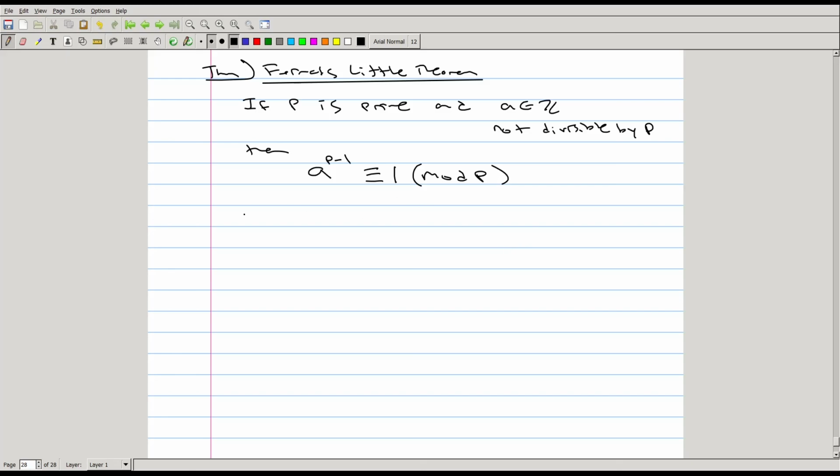Furthermore, for all integers a, a to the p is congruent to a mod p.